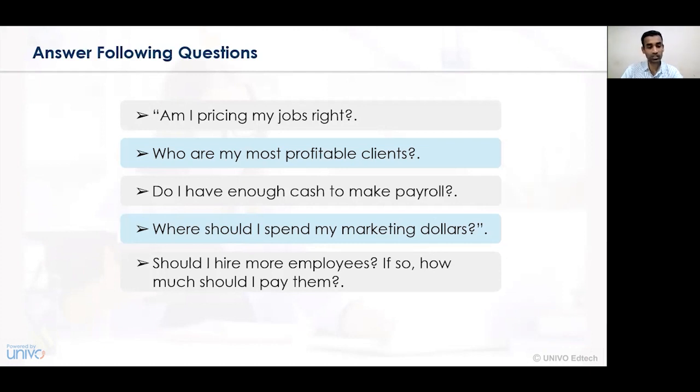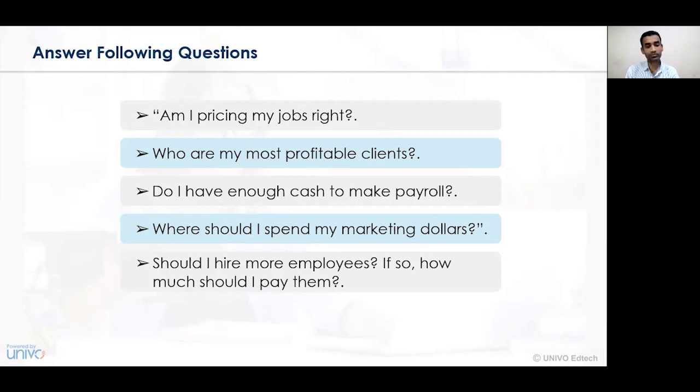Who are my most profitable clients? Assessment of the client with respect to their profitability is essentially required, and based on that assessment, one has to come to the conclusion as to which client is more profitable, which is not profitable, and which is average profitable.